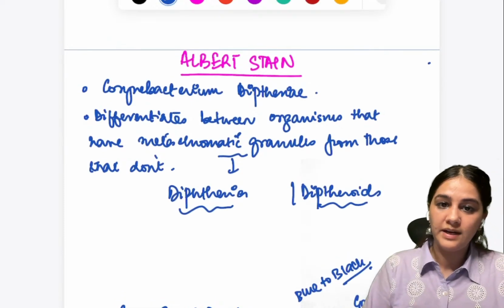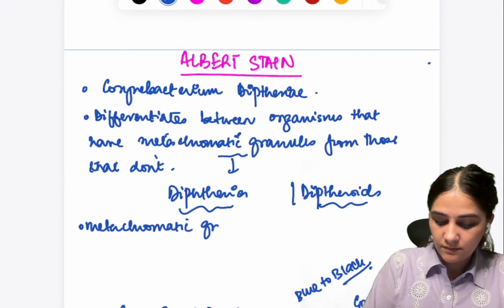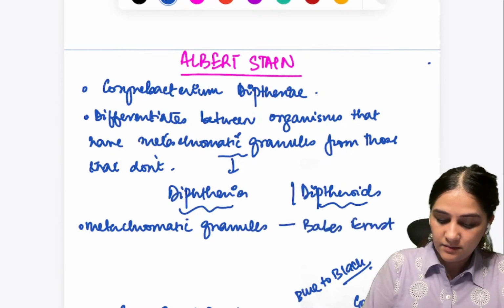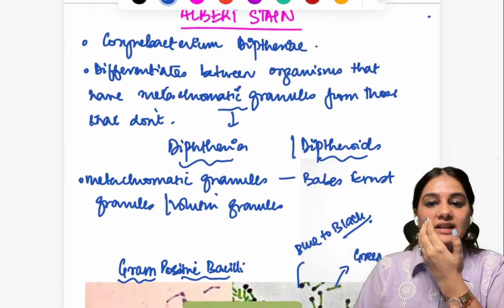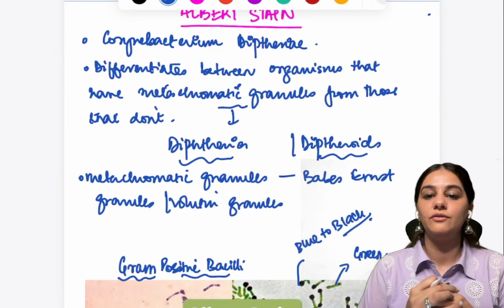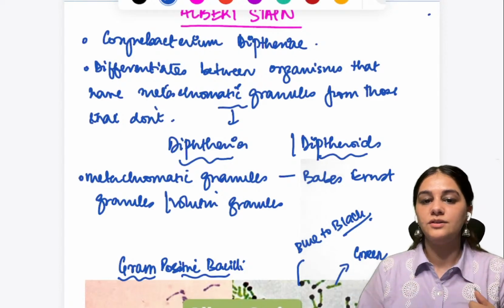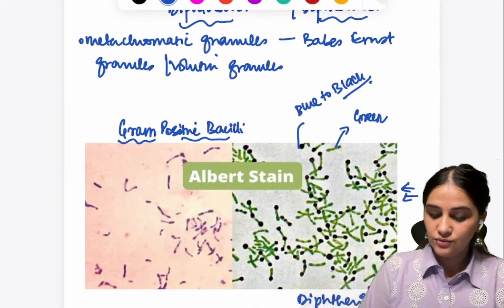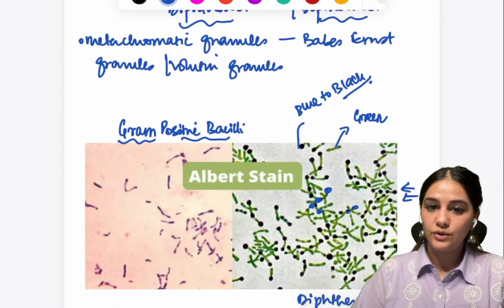So just remember these metachromatic granules. They are also known as Babes-Ernst granules or volutin granules, right? So what are these metachromatic granules? They are actually the food storage of the organism. Whenever the organism wants to store food or energy, it stores it in the form of these metachromatic granules. And this is very, very specific to diphtheria, right? Can you see all these ones at the end, at the poles? These ones are the metachromatic granules. So this is going to be your Albert stain.